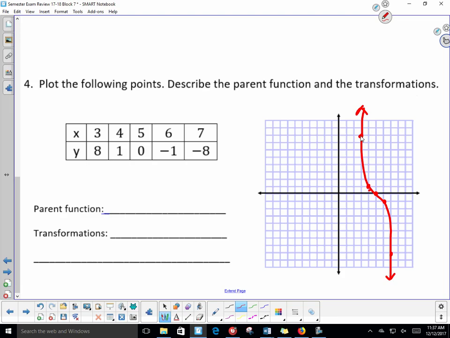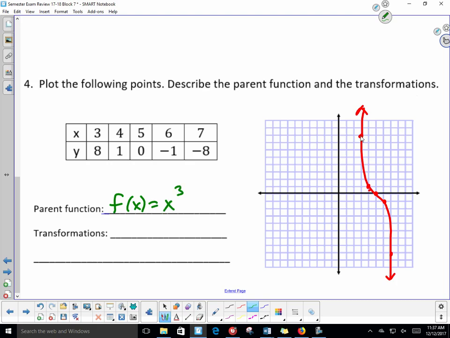closely resemble. Steve, this one's going to be coming over to you. When you're ready, let me know. I'm ready. Okay, what parent function does that look like? F of x equals x cubed. Perfect. My parent function is f of x equals x cubed.